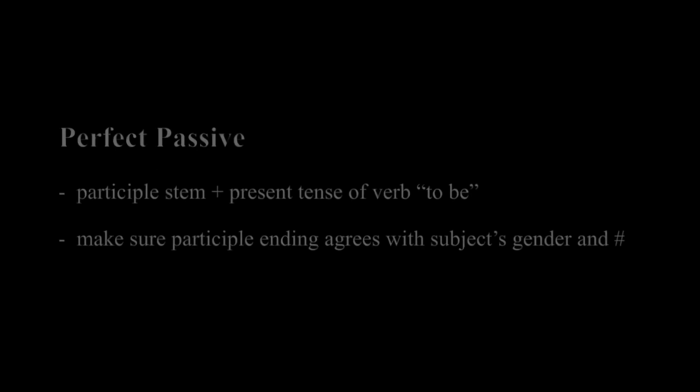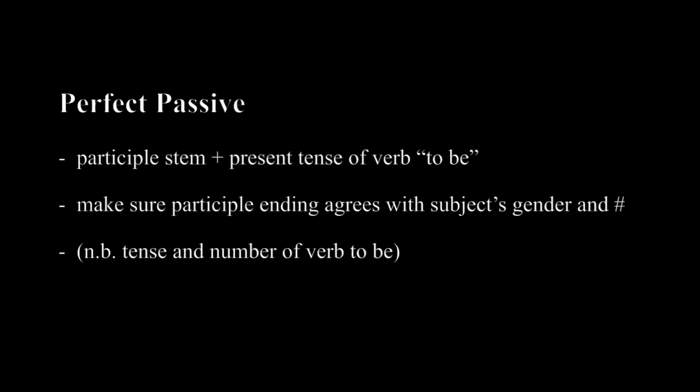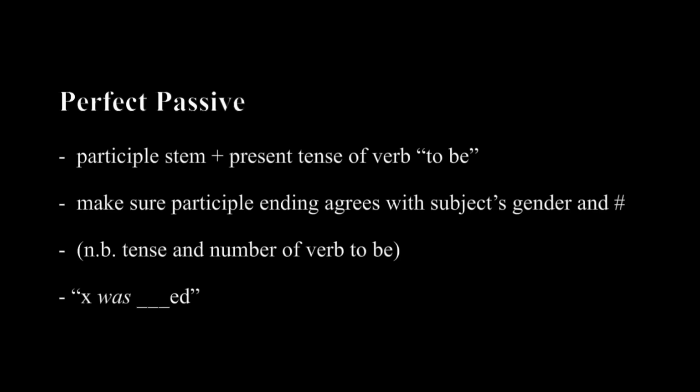But make sure the participle ending agrees with the subject's gender and number. Also, don't forget to check that you have the right tense and number of the verb to be. Perfect passive verbs are translated as X was blanked. This is how contactus est turned into the student was hurt. Simple, right? Now let's move on.